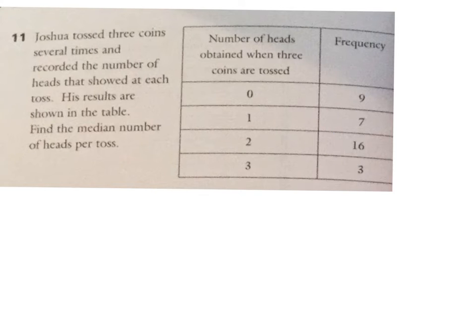So we need to find out what's the median value. Is it 0, 1, 2, and 3? Which group is the median in? Well, how many values are there, first of all? We've got 9 plus 7 plus 16 plus 3, which is 35. So 35 values. If we add 1 and divide by 2, that will tell us where the middle value is, which gives you 36 divided by 2, which is 18.